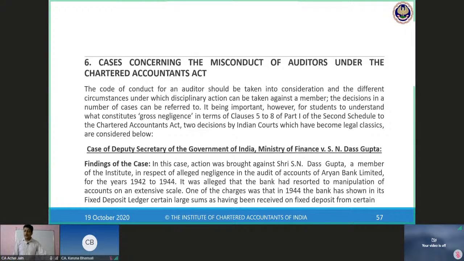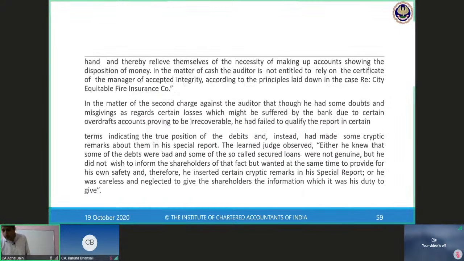Cases concerning the misconduct of auditors under the Chartered Accountants Act. The code of conduct of an auditor should be taken into consideration, and the different circumstances under which disciplinary action can be taken against a member. The decisions in a number of cases can be referred to. It is important, however, for the students to understand what constitutes gross negligence. In terms of clauses 5 to 8 of this part of the schedule of the Chartered Accountants Act, two decisions by the Indian courts which have become legal classics have also been given in this context. So I'm not really getting into all of these decisions, which you can just go through later on.